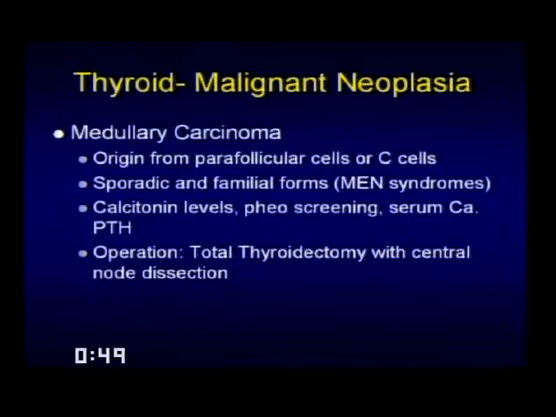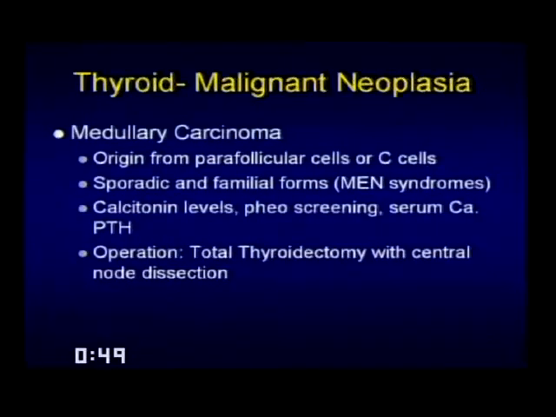Medullary cancer, not a very friendly one, very aggressive. It originates in the parafollicular cells. It's a neuroendocrine cell, or the C cells of the thyroid. There are sporadic forms and familial forms. About 75% of medullary cancers are sporadic, and about 1/4 of them are familial. The familial forms may present as the MEN syndrome, which you need to know about.